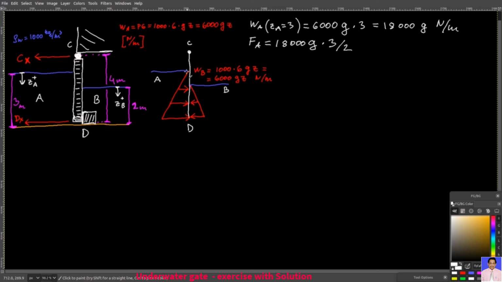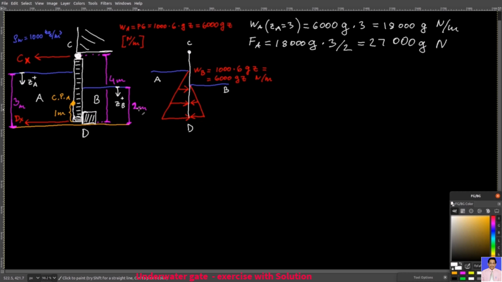Essentially, I've computed the area of this triangle, and that gives you 27,000 G newtons. And as you have seen from the previous videos, when you have a distribution of a right triangle, then your center of pressure from the A side, it would be 1/3 of 3 meters from point D. So 1/3 of 3 meters, it would be 1 meter.